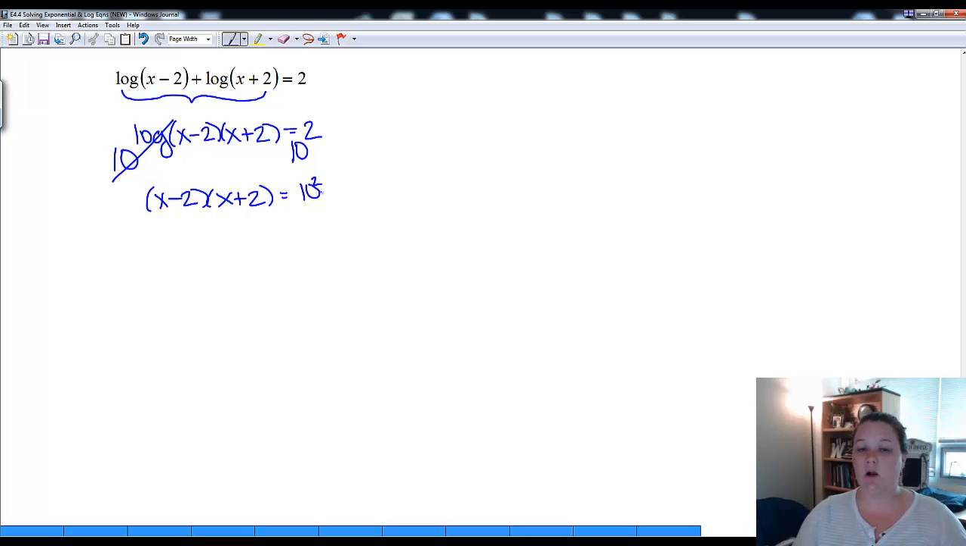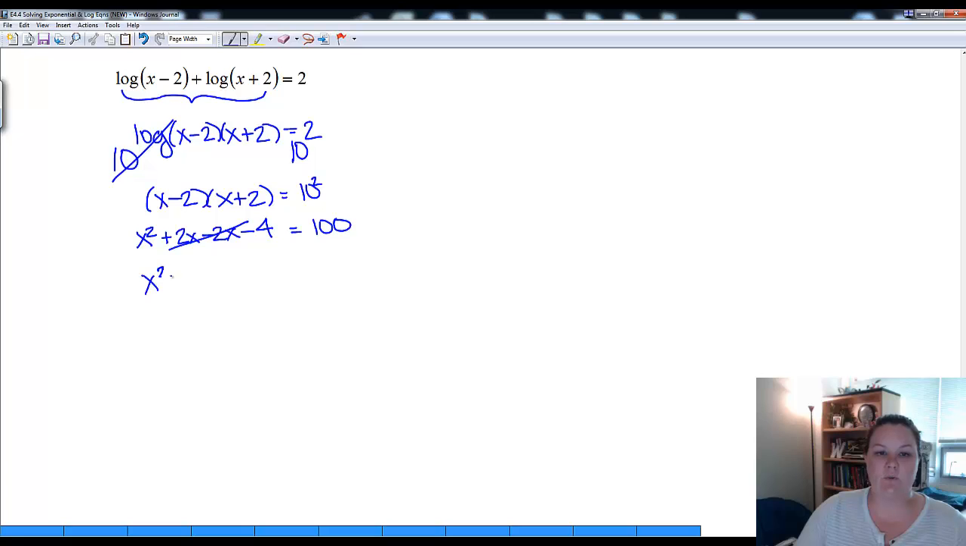So I'm going to go ahead and work all this out so that I can solve and get an answer. So x times x is x squared. X times 2 is 2x. Negative 2 times x is negative 2x. And negative 2 times 2 is negative 4. Notice my middle terms are opposites, so those combine to 0. And that's going to be equal to 100, which is what I get when I square 10. So I have x squared minus 4 is equal to 100.